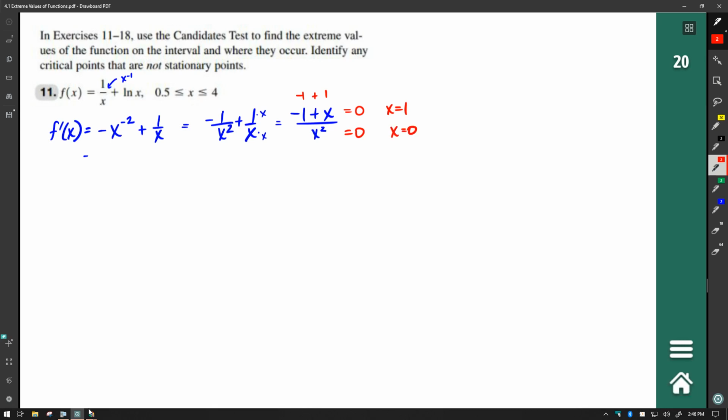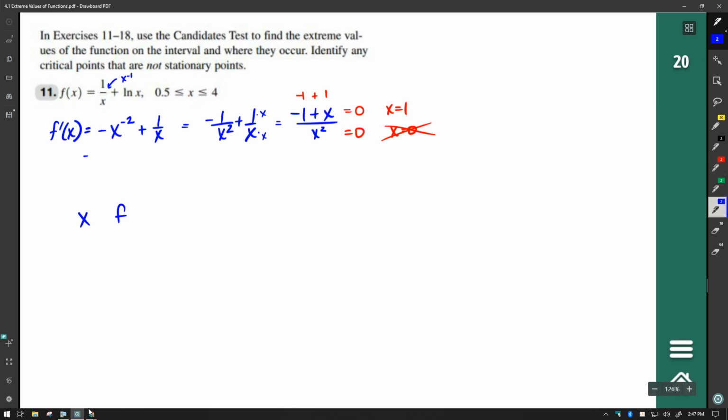So are either of these points inside the domain that we are looking at, the function from 0.5 to 4? x equals 0 is definitely not. As a matter of fact, it's not in the domain of the function itself because we can't take the natural log of 0, and we also can't do 1 divided by 0, so it's out already. But x equals 1 is a candidate. So let's set up the candidates test.